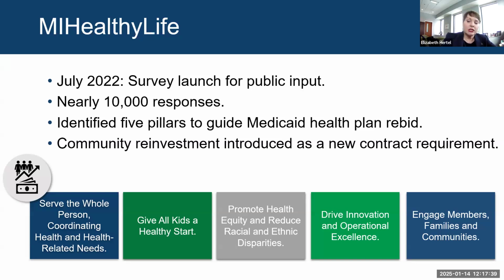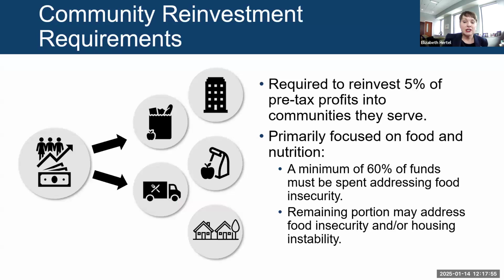One of those new requirements under the whole person coordinating health and health-related needs pillar is community investment. So in Michigan, as part of the contracts that began last fall, and I think the next slide has a little bit more on this, Medicaid health plans must reinvest 5% of pre-tax profit into the communities that they are serving. Only Medicaid health plans making a profit in a given contract year will be required, as Dana mentioned.